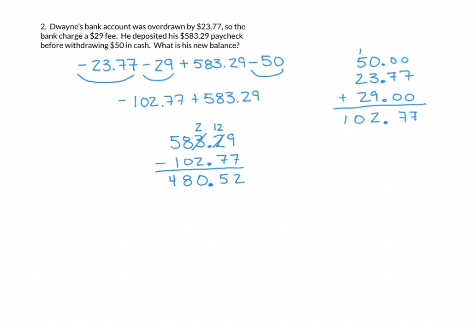We need to determine the sign of our answer. Our larger number is positive, and so this is correct. This is our final answer. So my balance, or Dwayne's balance, wish this was my balance, is $480.52.